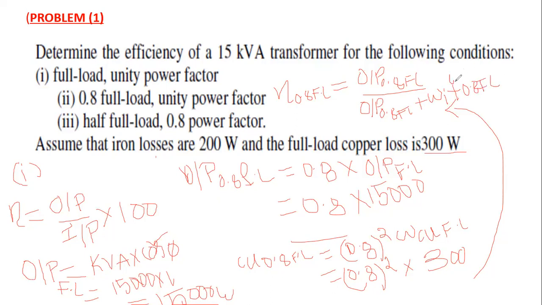0.8 full load, WCU. That is this value, and output at 0.8 full load means this value, and WI means the constant, that is 200. Okay, therefore we obtain the efficiency at 0.8 full load. Understand? Next, what is the third bit?